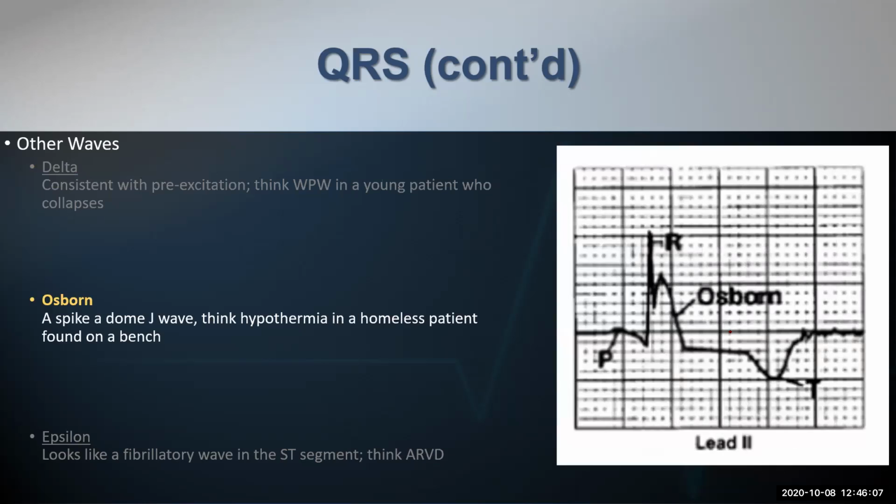An Osborne wave is kind of the opposite of the fragmented, which initially appeared before the R. So you saw the fragmented on the left side of the QRS complex here, whereas the Osborne is going to appear on the right side.